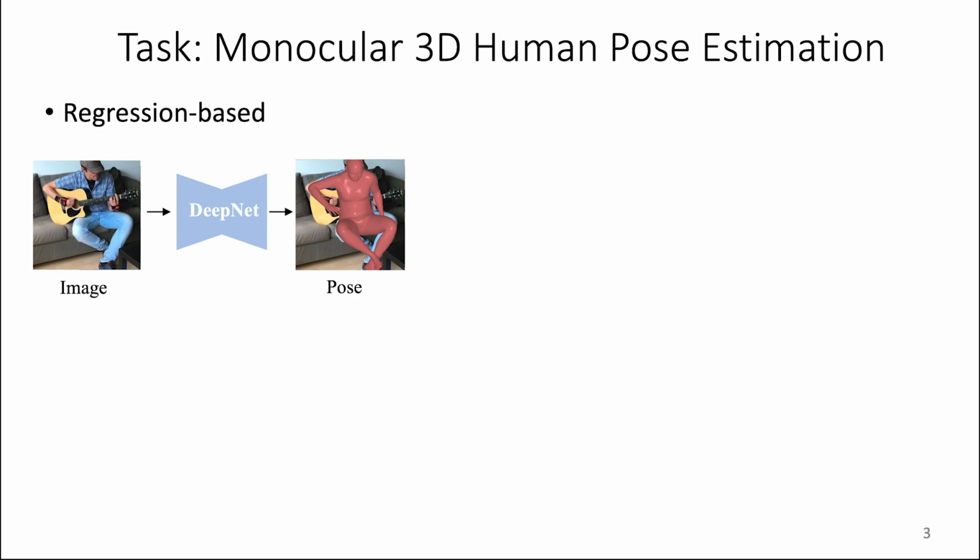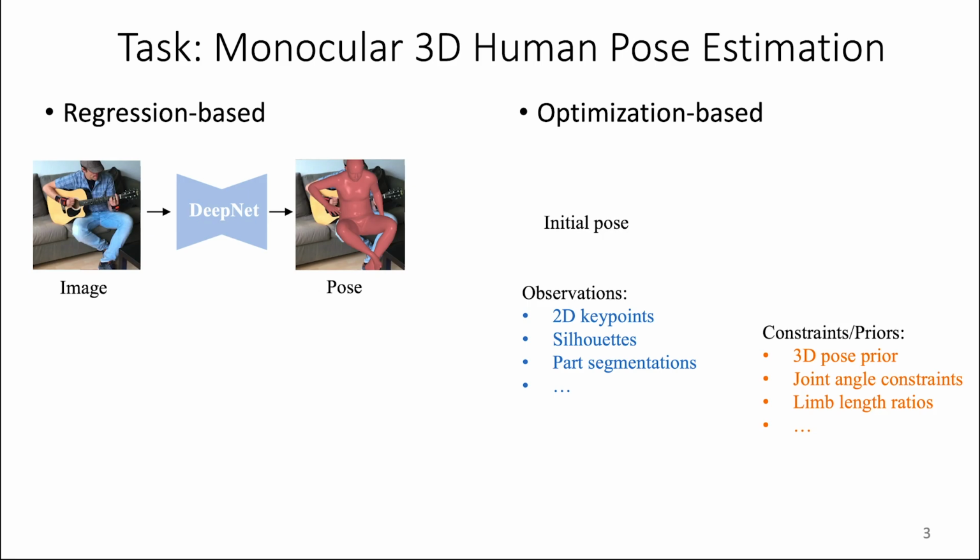Regression-based methods for monocular 3D human pose estimation directly predict the 3D human pose from the image using neural networks. Optimization-based methods take as input an initial pose, some observations and constraints, priors, and obtain the final pose through an iterative optimization process.